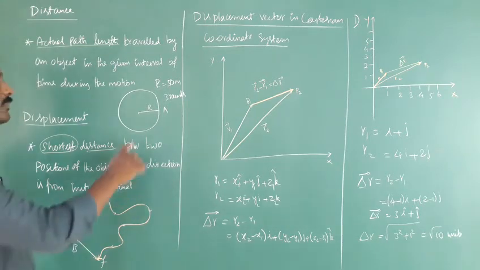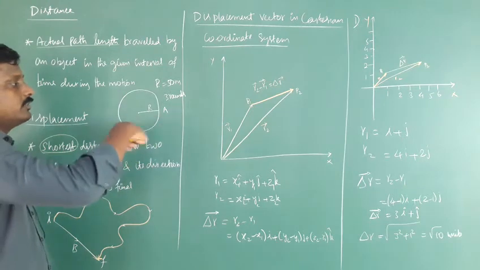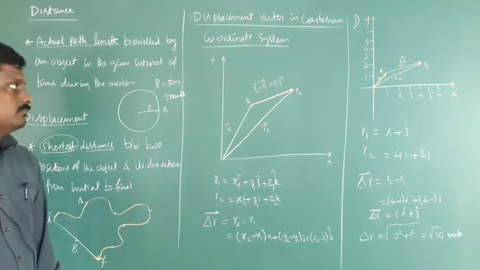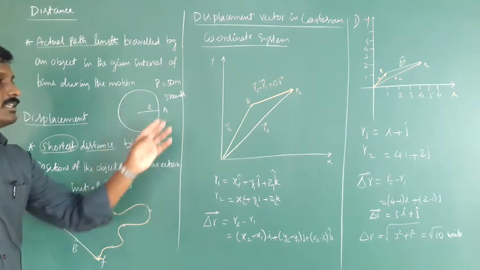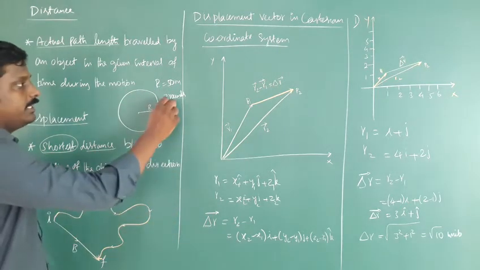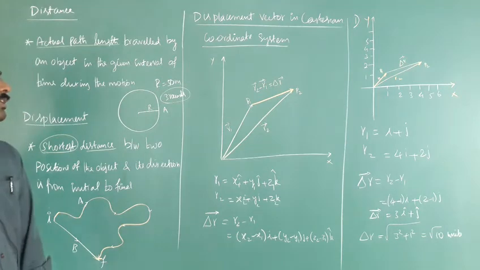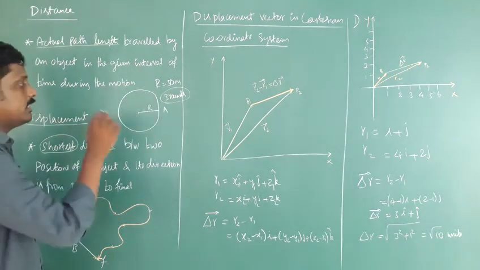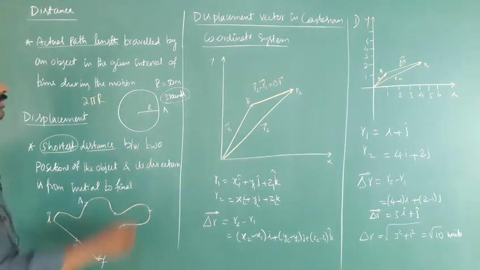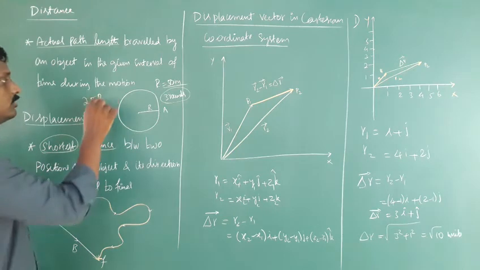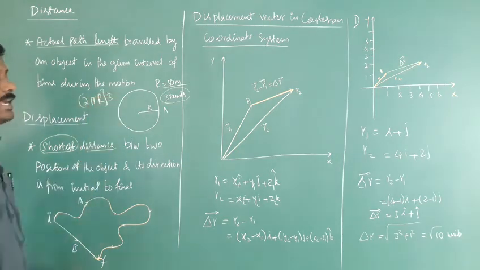Consider an athlete who runs 3 rounds of radius 50 meters. What is the distance and displacement? The athlete completed 3 rounds. What is the distance? It's a circle, so it's 2 pi r, the circumference of the circle. We know the radius, so multiply by 3 and you will get the answer.